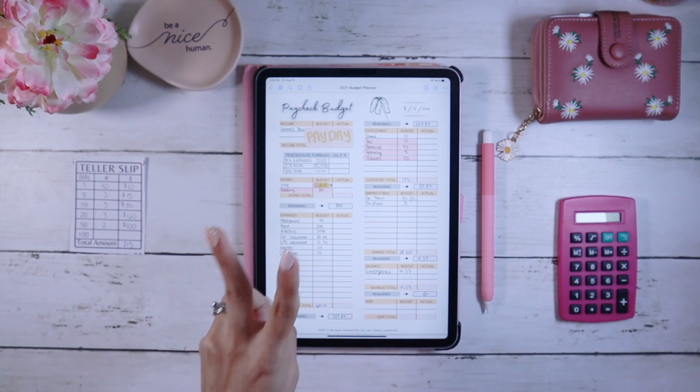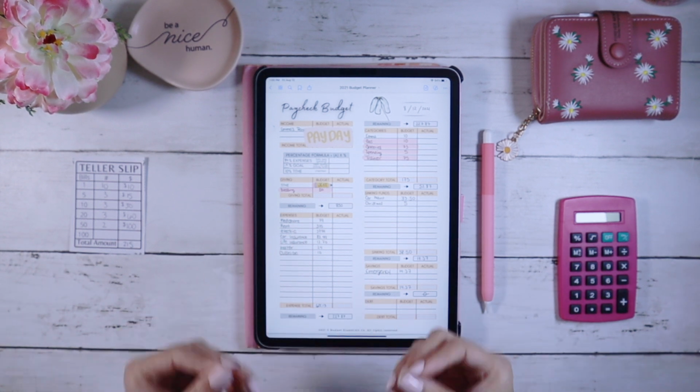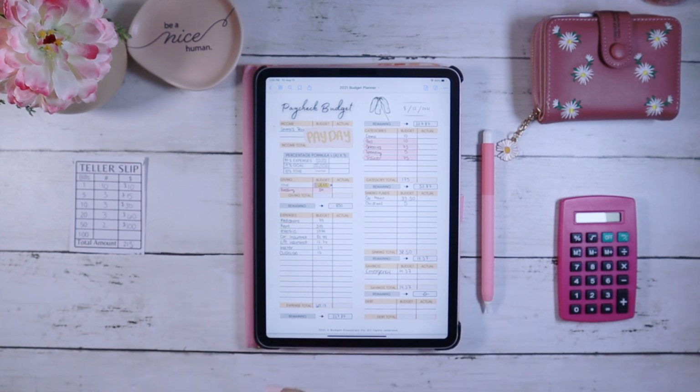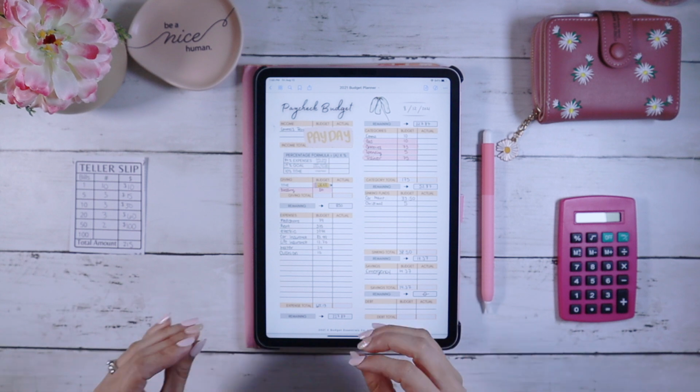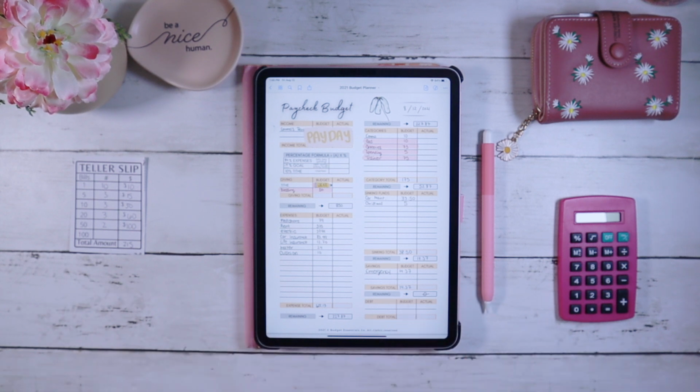This is paycheck number 2 for August, and let's just get into how we break down our budget using the cash envelope system and a zero-based budget. So let's get into it.